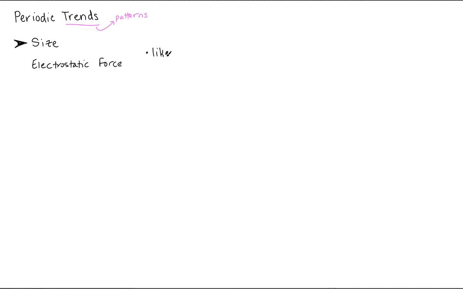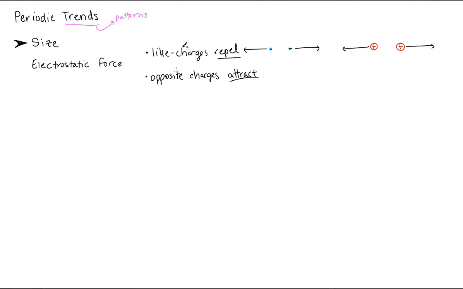So you may have heard before that like charges repel. What that means is that if we have, for example, two electrons that get close enough to each other, they will actually repel each other. There will be a force that pushes them away from each other. Or if you have two protons that are close enough to each other, you will have a force that also repels them. They are pushed away from each other. If you have opposite charges, they attract each other. So you have repel, you have attract, okay?